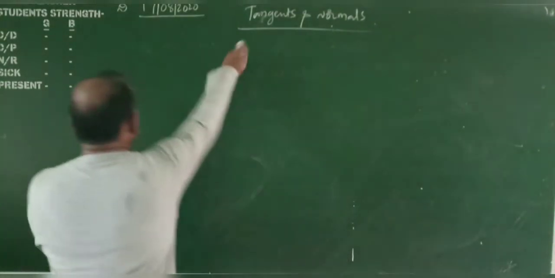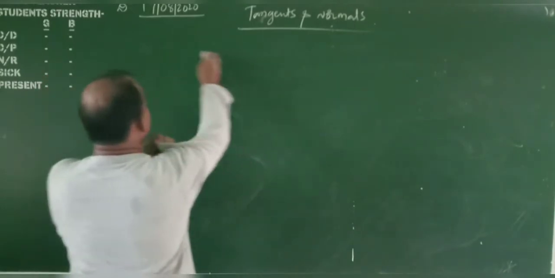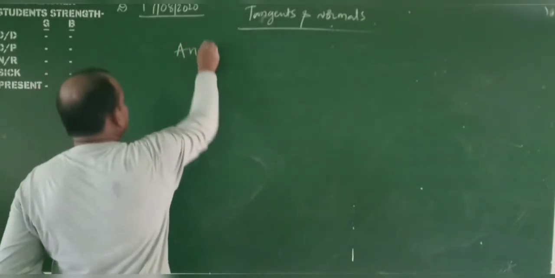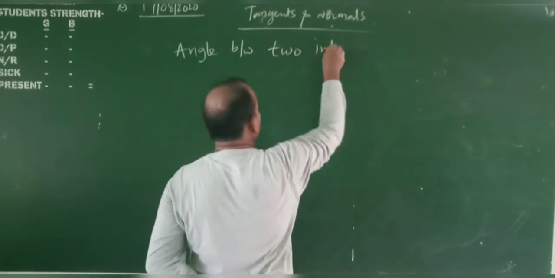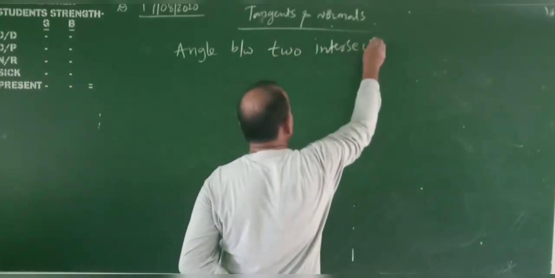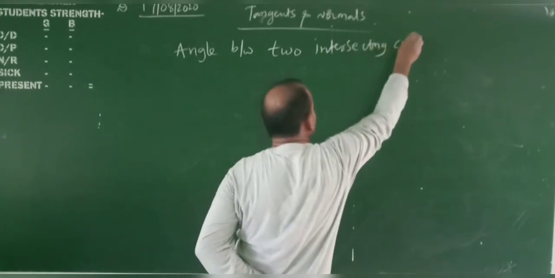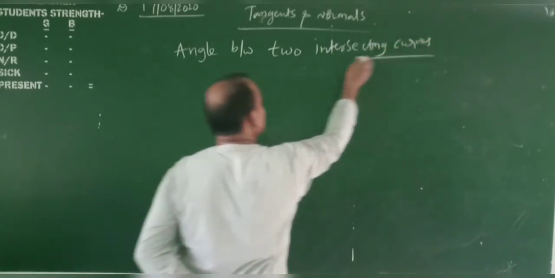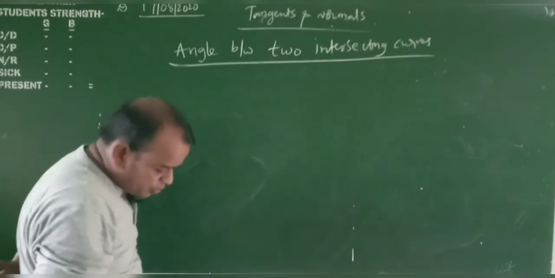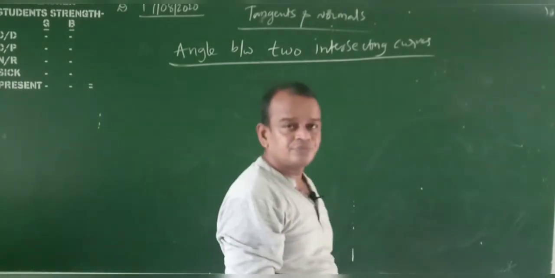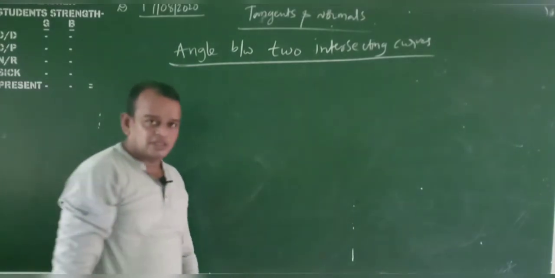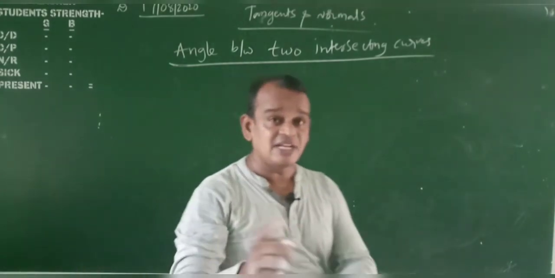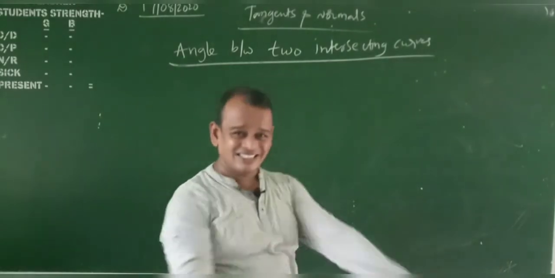Now, the next topic is angle between two intersecting curves. Yesterday I already explained intersecting curves. Angle between the two intersecting curves. The angle between the two intersecting curves is nothing but the angle between the tangents at the point of contact.